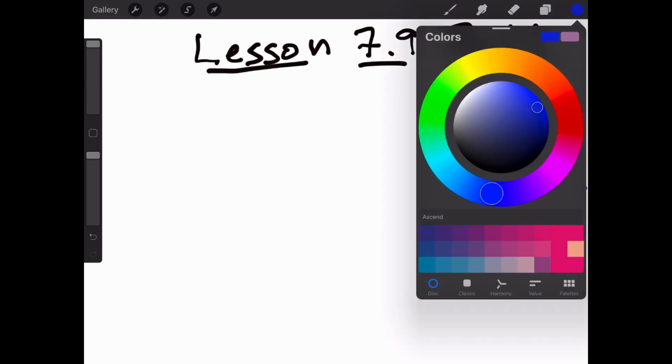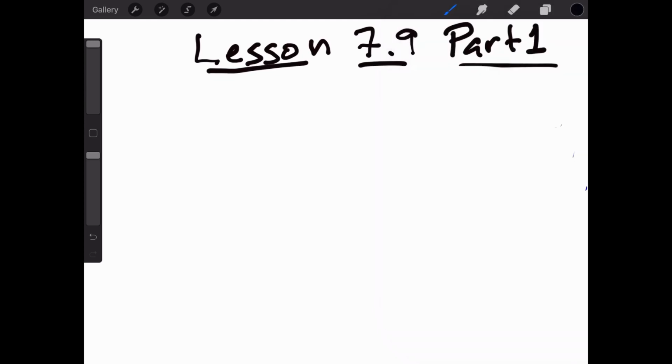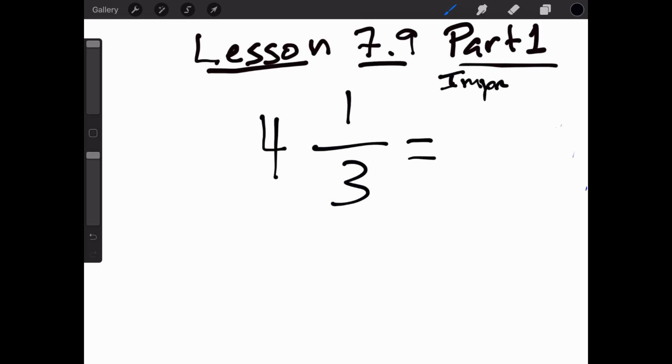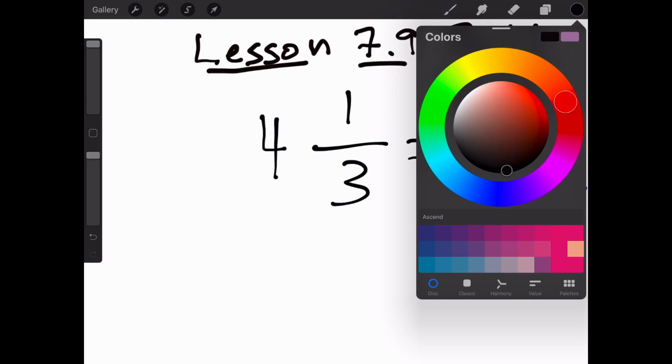Now, I'm going to go back. I'm going to do it again. So you could try with me, okay? Let's say we have 4 1/3, okay? So 4 1/3. Let me make it a little bit bigger so that we could do it. So let's say we have 4 1/3. And I want to turn it into an improper fraction. Okay. Good. I'm going to change colors.